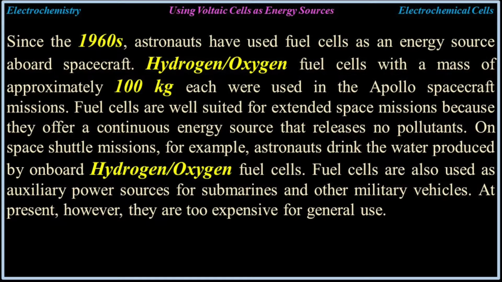Since the 1960s, astronauts have used fuel cells as an energy source aboard spacecraft. Hydrogen-oxygen fuel cells with a mass of approximately 100 kilograms each were used in the Apollo spacecraft missions. Fuel cells are well suited for extended space missions because they offer a continuous energy source that releases no pollutants. On space shuttle missions, for example, astronauts drink the water produced by onboard hydrogen-oxygen fuel cells. Fuel cells are also used as auxiliary power sources for submarines and other military vehicles. At present, however, they are too expensive for general use. But as the space program continues and they are used more frequently at the high end, they will eventually not be too expensive for general use.